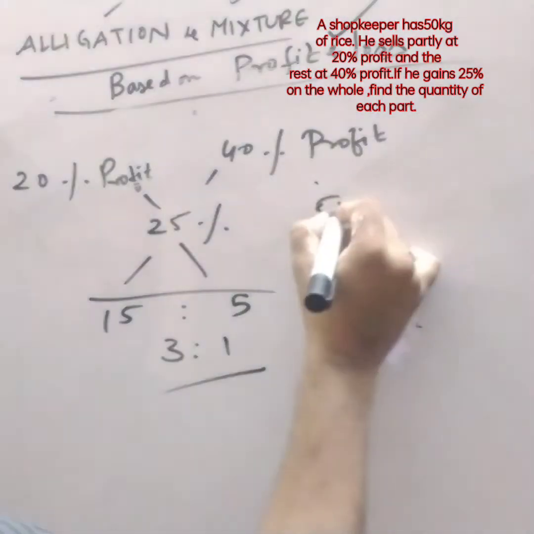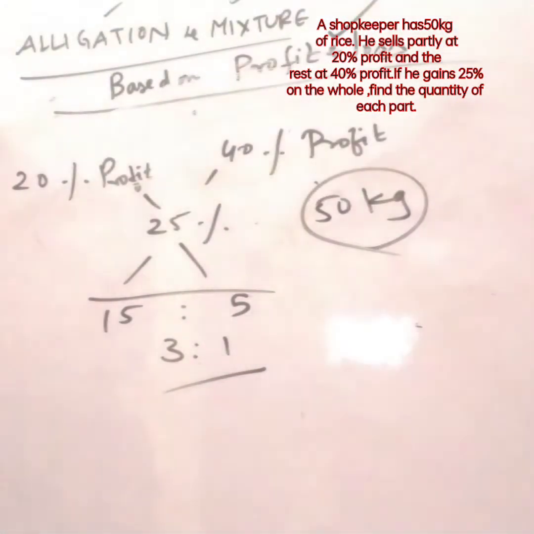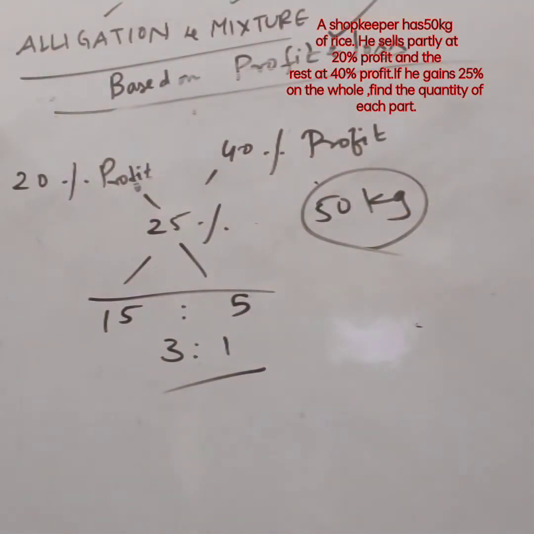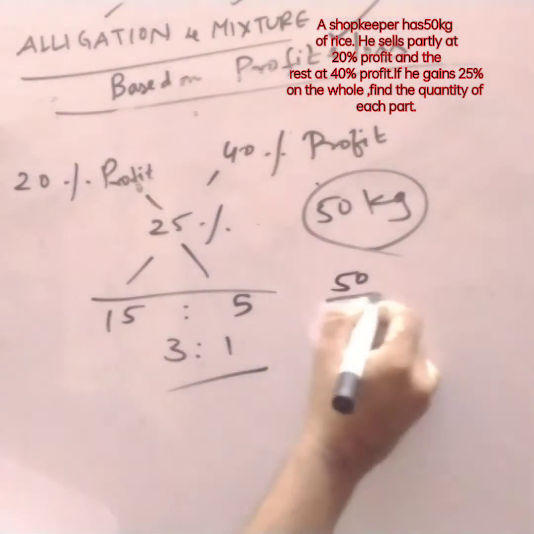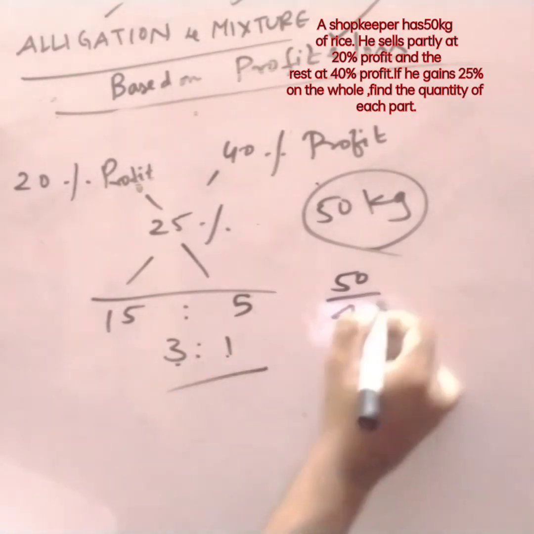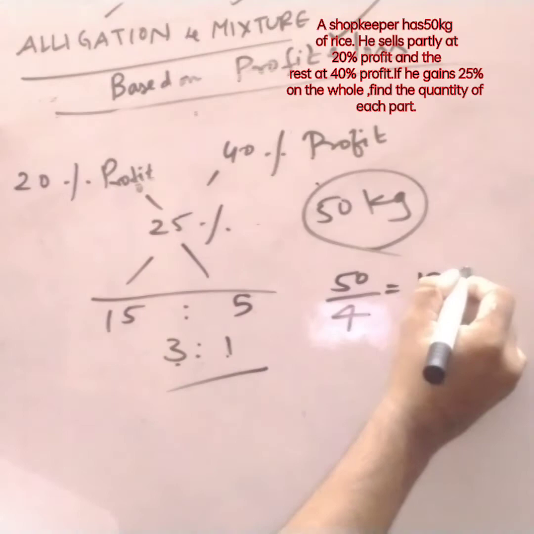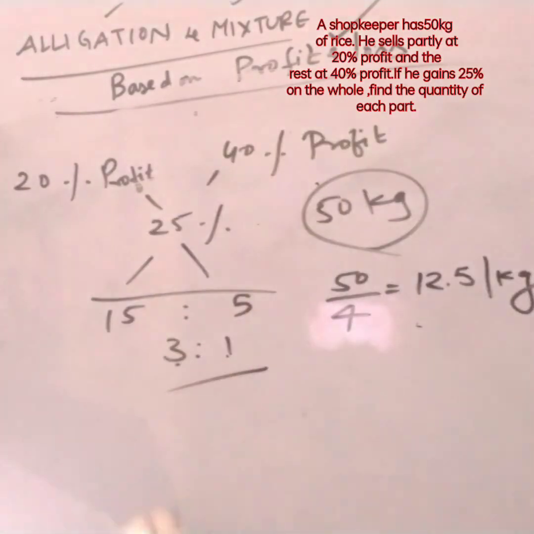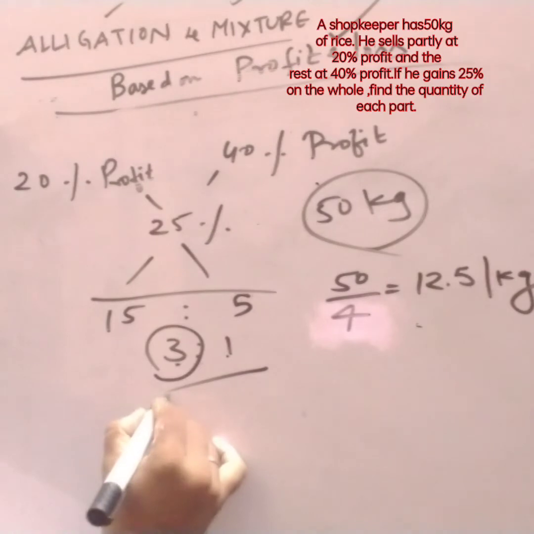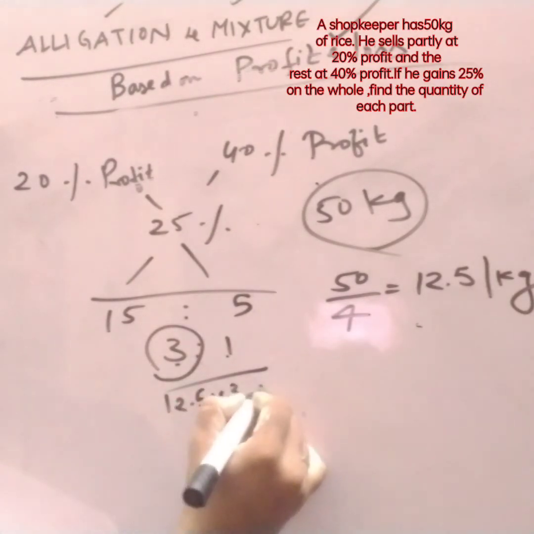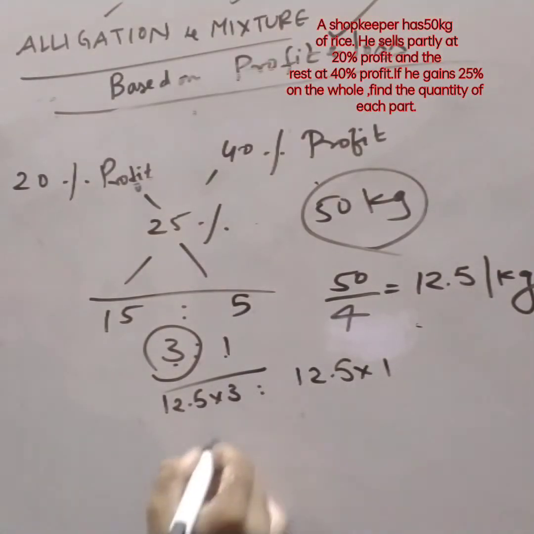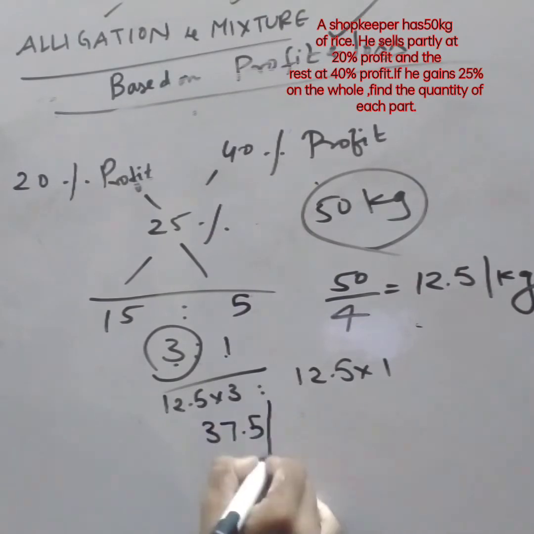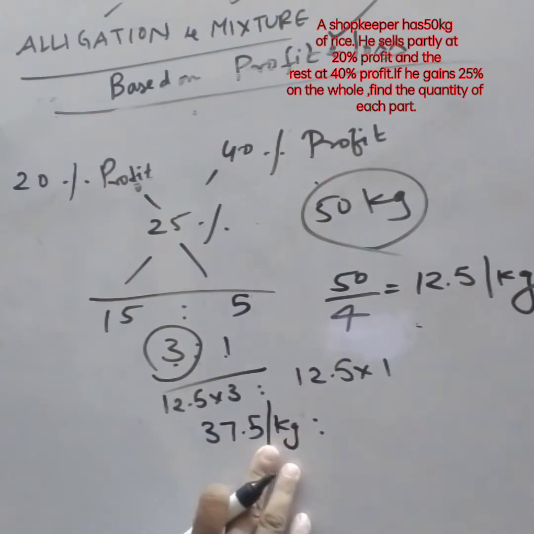Now, in total we have 50 kgs of rice. Here we need to make a ratio. It doesn't require finding the cost price. So we will see in an upcoming question how to find the cost price. Now, if you want to divide the total 50 by 4 parts totally, 3 plus 1, that is 12.5 per kg. So partly 20% profit, how many kgs is selling? 12.5 into 3, the same way 12.5 into 1.